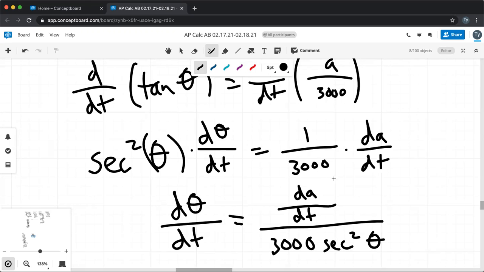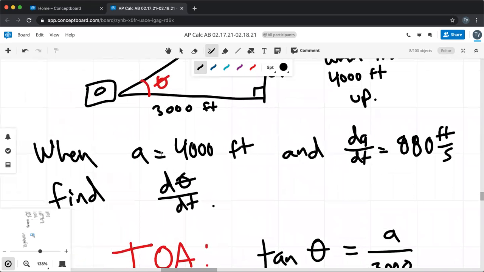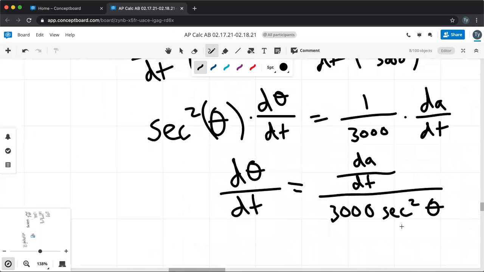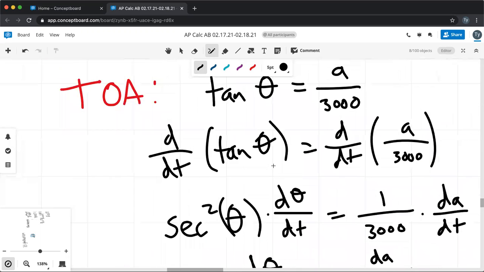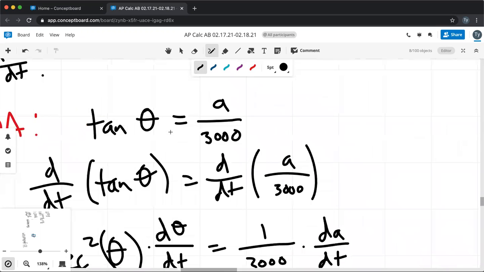Well, not quite. At the moment we are concerned with, which is when A is 4,000 feet, we know that dA/dt is 880 feet per second. Good, we need dA/dt for the equation we just found. But we also need to know what theta is at that moment. So we actually need to solve for theta when A is 4,000 feet. We can do that using this same equation before we differentiate it.